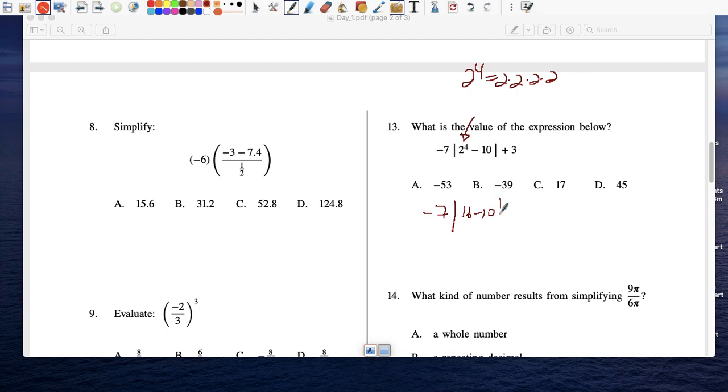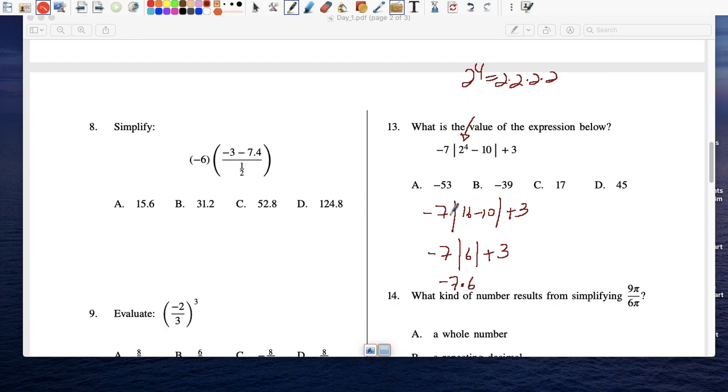Minus 10, and then plus 3. One step at a time, okay? Absolute value, can't take this absolute value yet. So let's do 16 minus 10. Well, so it's negative 7 times 16 minus 10 is 6. Plus 3, I can finally take the absolute value. The absolute value of 6 is 6, so it's negative 7 times 6.